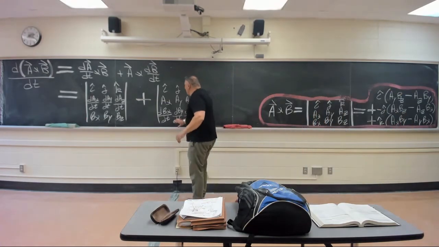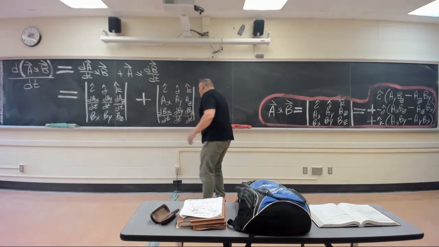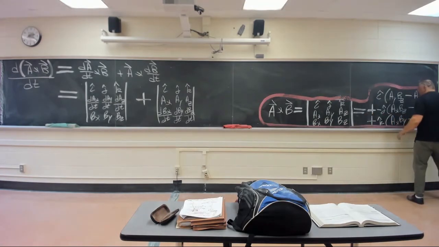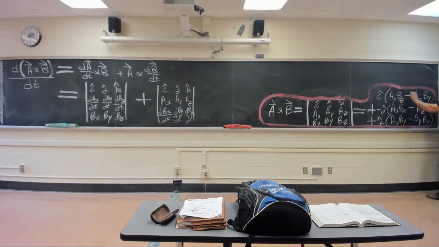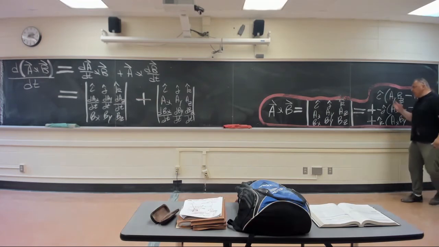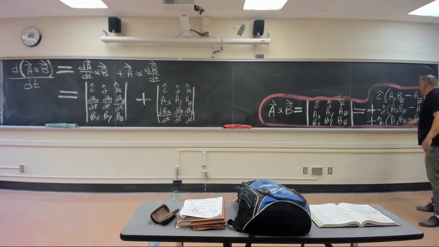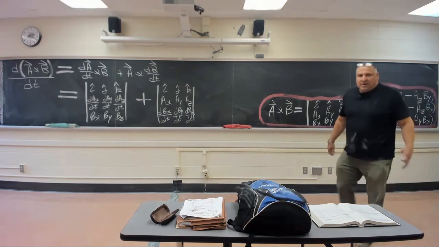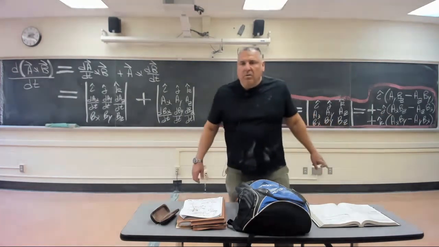Here, same argument, exact same format, but it's going to be the dB's, dB dt, dBz dt, dBx dt, dBy dt. Whereas earlier it was dAy dt, dAz dt, dAx dt, dAz dt, dAx dt, dAy dt, etc. It's that same format though.